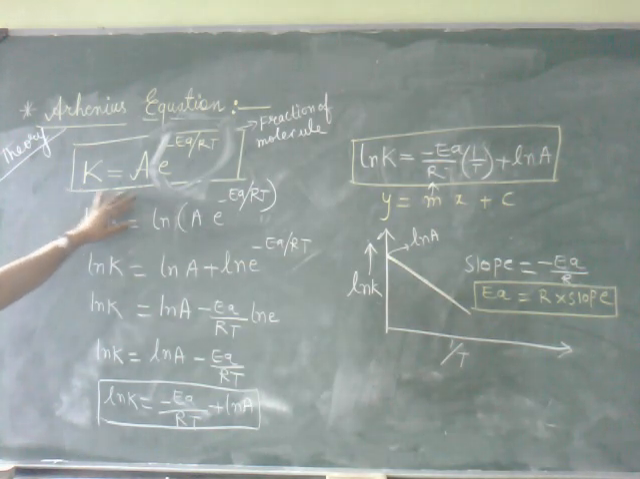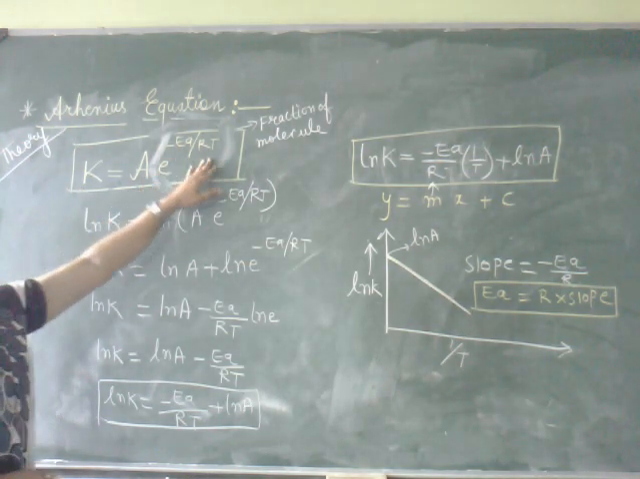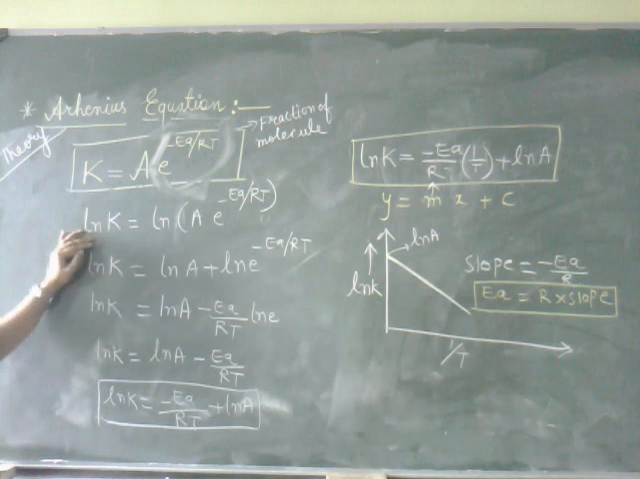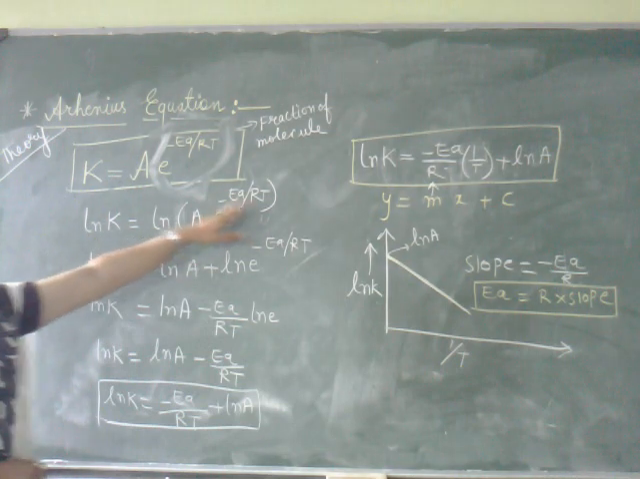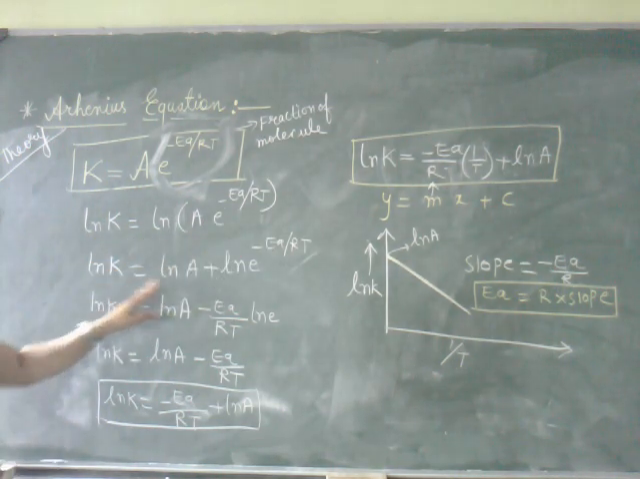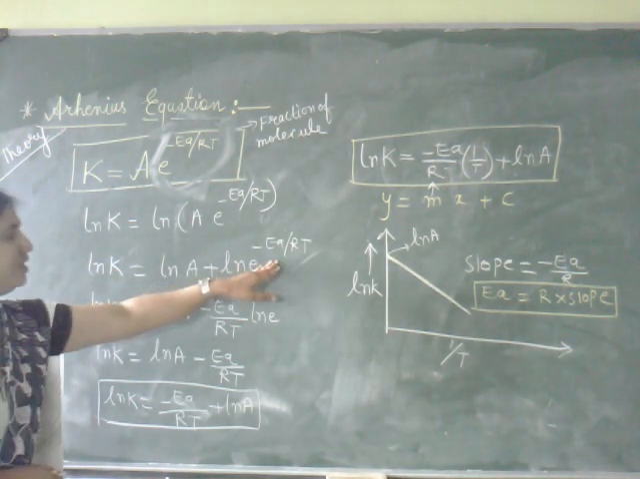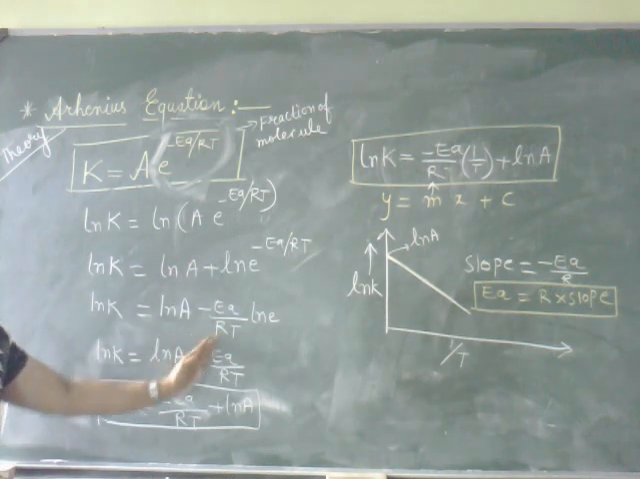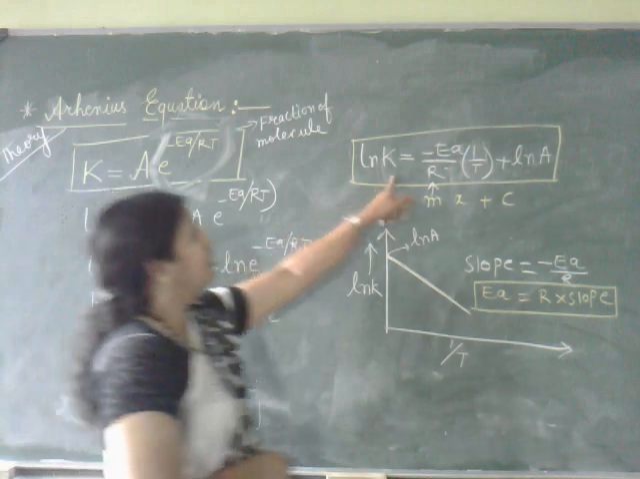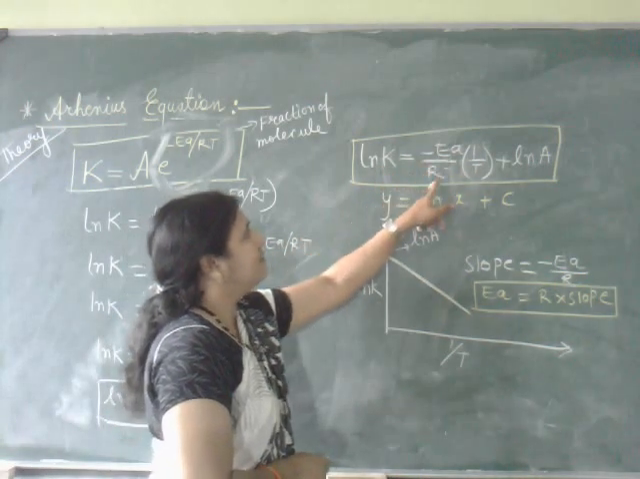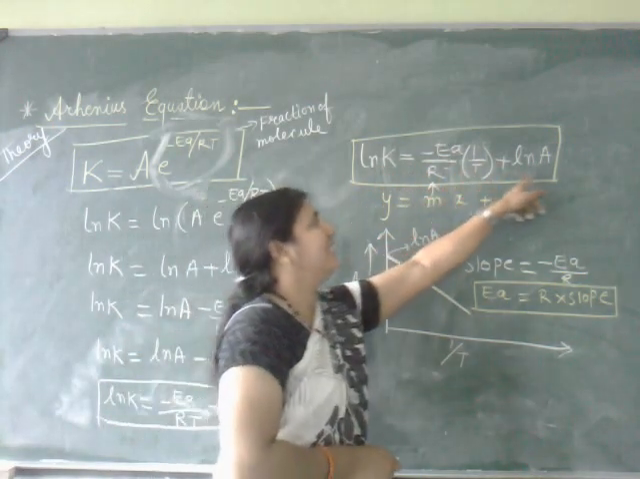K is equal to A e to the power minus EA by RT, and if you take log on both the sides, what will we have? ln K is equal to ln A plus ln e to the power minus EA by RT. Then this minus EA by RT will come here, and after finalizing we will get ln K is equal to minus EA by R into 1 by T plus ln A.